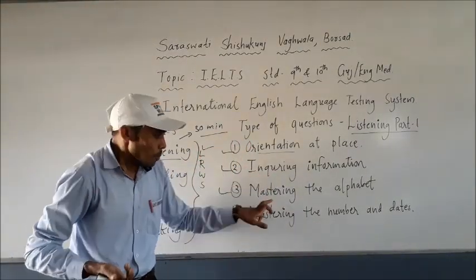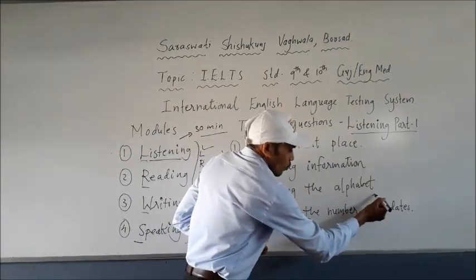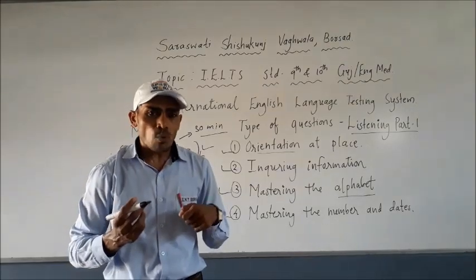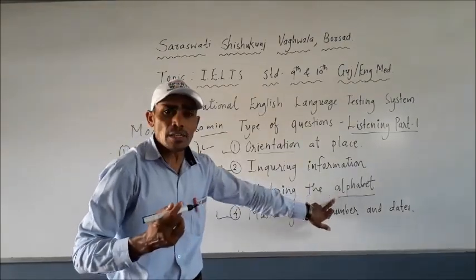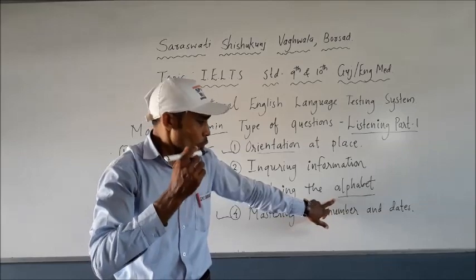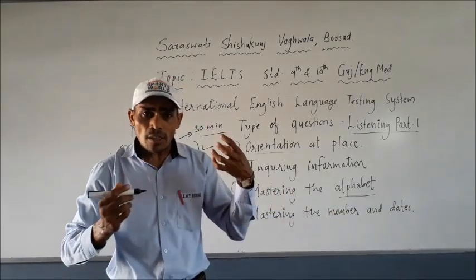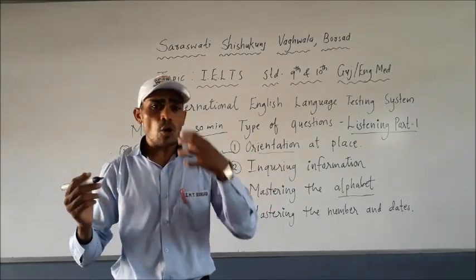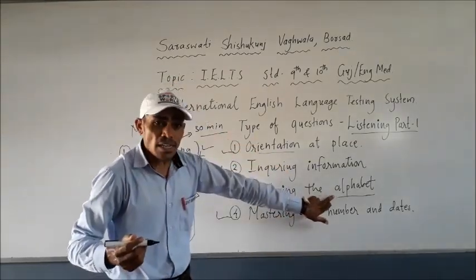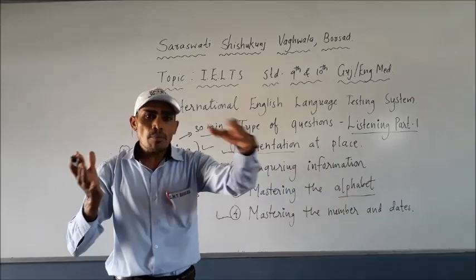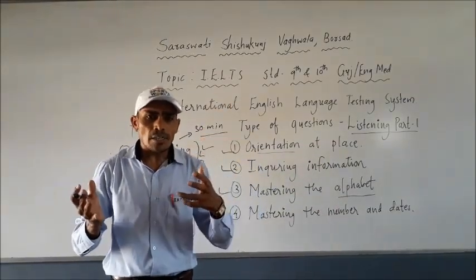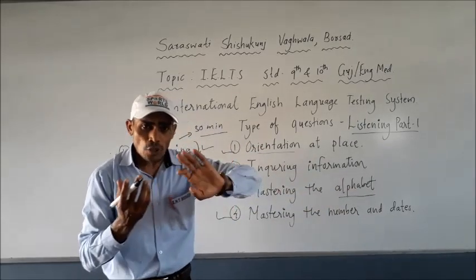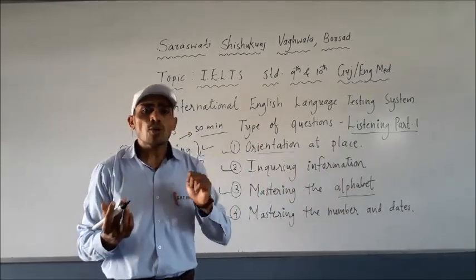The third, we have mastering the alphabet. Now what is the meaning of mastering the alphabet? When you come across IELTS listening part 1, a lot of alphabet is being said in the audio. And when you get the name of a college, university, club, or name of any city or a country, they say it in alphabet. So how is it said? They say it in alphabet. You need to listen to it very attentively, then only you will get it.